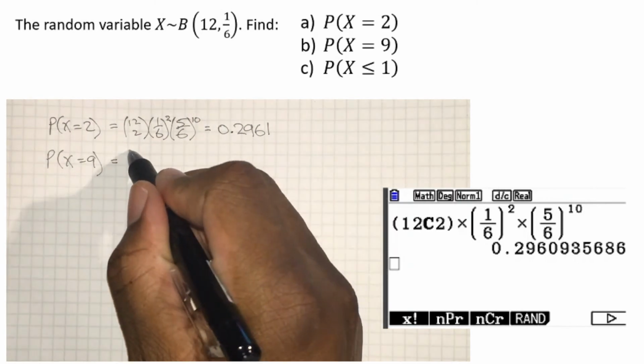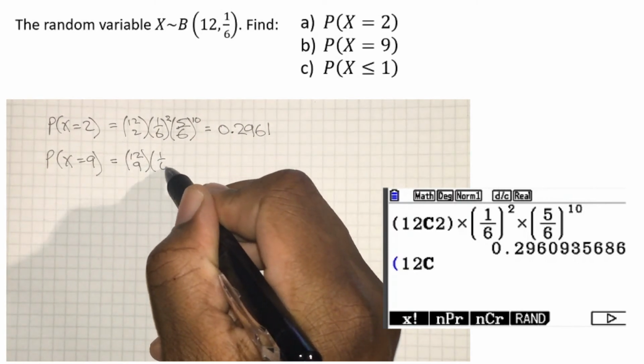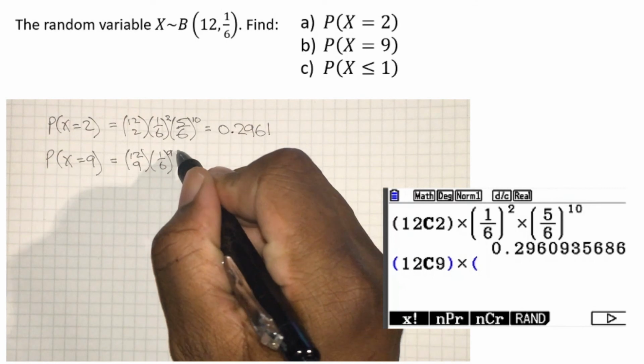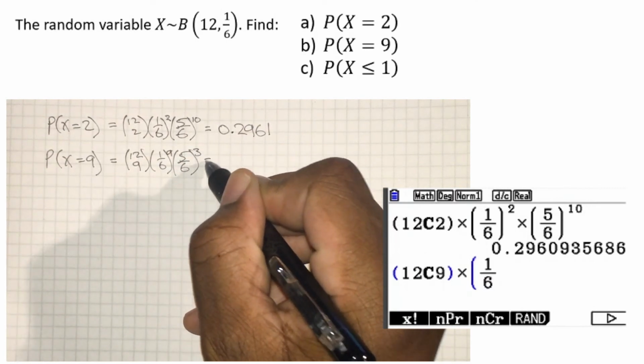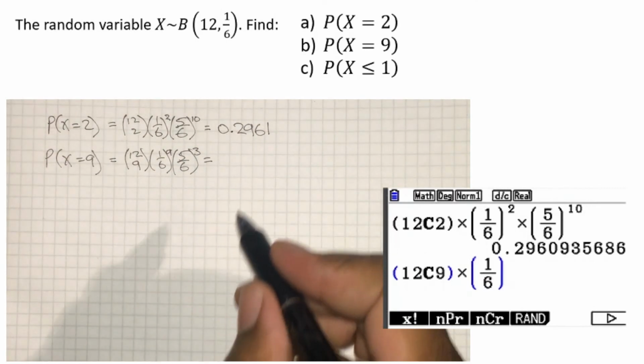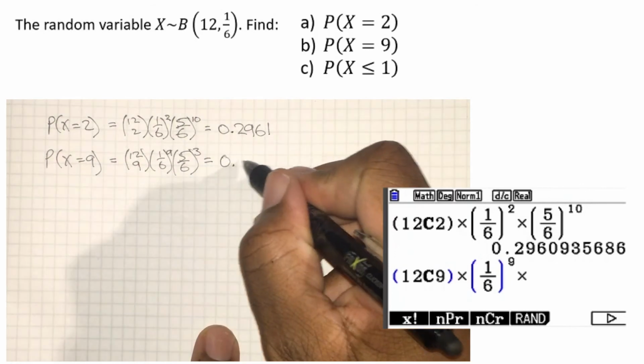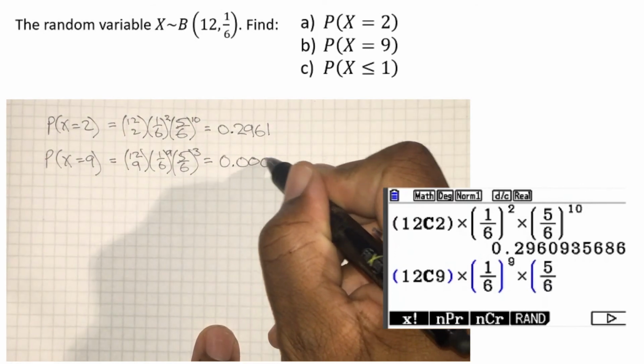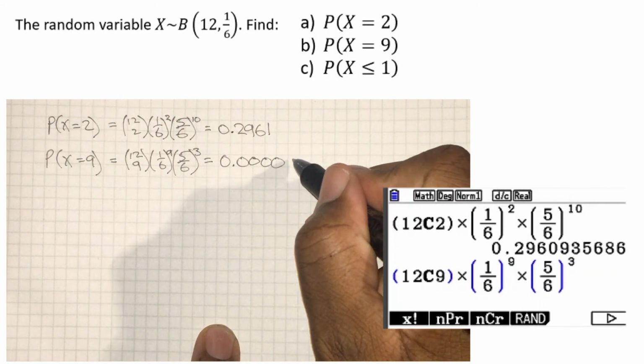Similarly, the probability that x equals 9. N equals 12, R equals 9, probability of success to the power of 9, probability of failure to the power of 3, and that gives us quite a small answer here, 0.0000126.